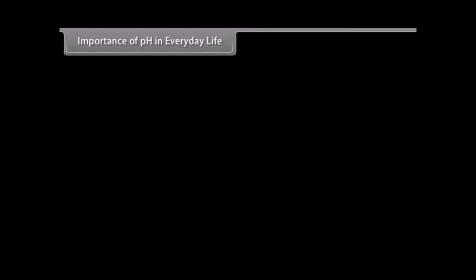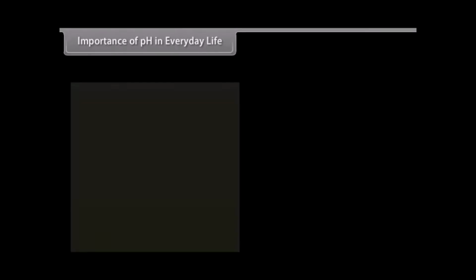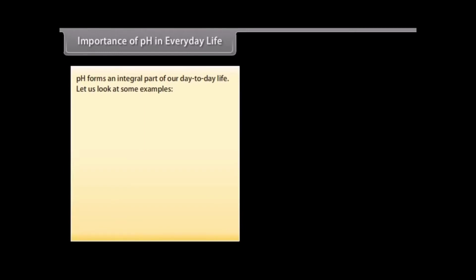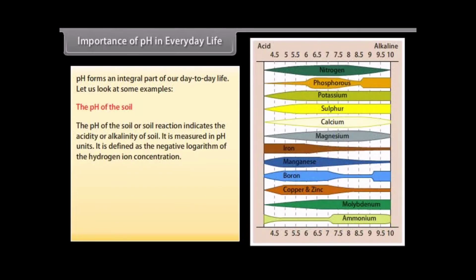Importance of pH in everyday life. Let us look at some examples from our day-to-day life where pH forms an integral part. The pH of the soil. The pH of the soil, or soil reaction, indicates the acidity or alkalinity of soil. It is measured in pH units. It is defined as the negative logarithm of the hydrogen ion concentration. With the increase in the amount of hydrogen ions in the soil, pH decreases, leading to the soil being more acidic.